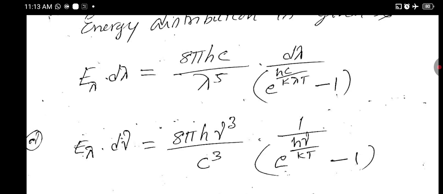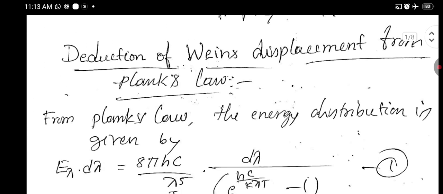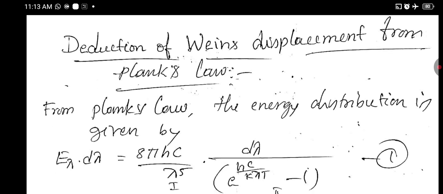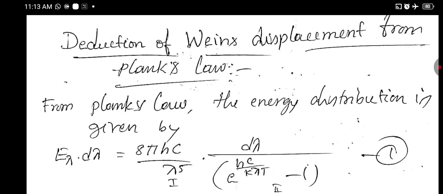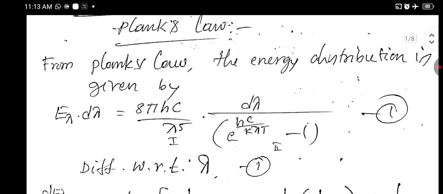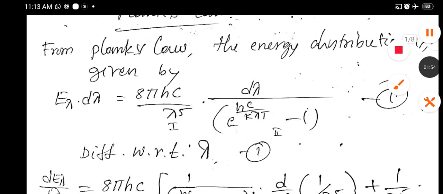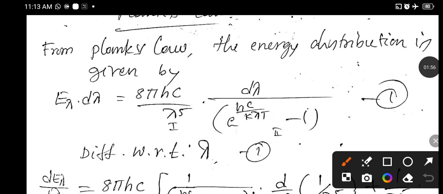Let's derive Wien's displacement law from Planck's radiation law. In the exam, it will ask to derive Wien's displacement law from Planck's radiation law. We know that Planck's distribution in terms of the wavelength is given by E_lambda d lambda equals 8 pi h c by lambda^5 d lambda by e to the power of hc/lambda kT minus 1. Let it be equation 1, and we differentiate this equation with respect to lambda.